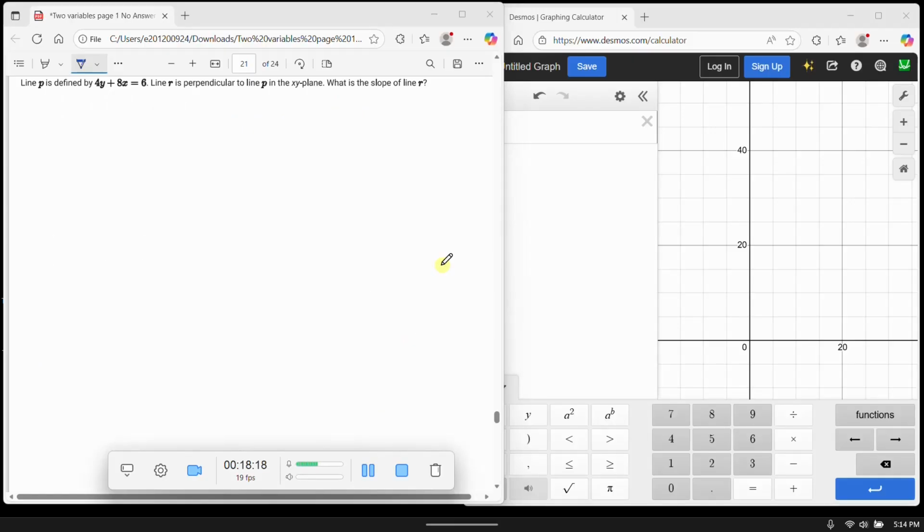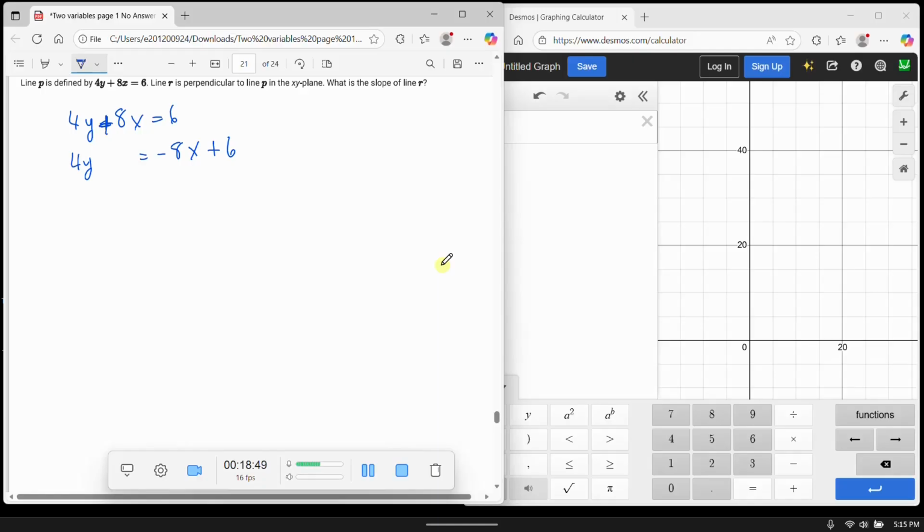For this problem, I need to solve for y first before I know what the slope is. I have 4y plus 8x equal to 6. I'm going to subtract 8x on both sides, and I want to keep the x term in front of the constants. So it'll be negative 8x plus 6.